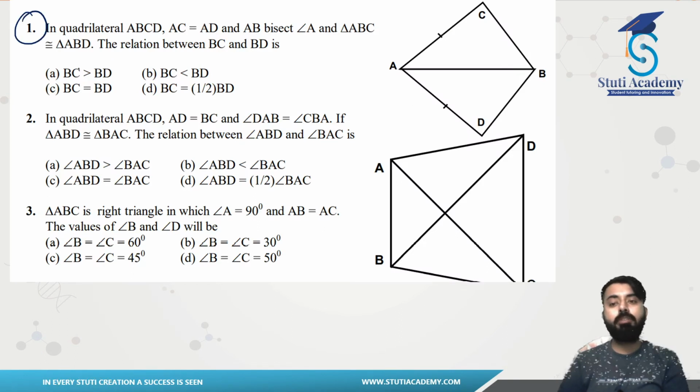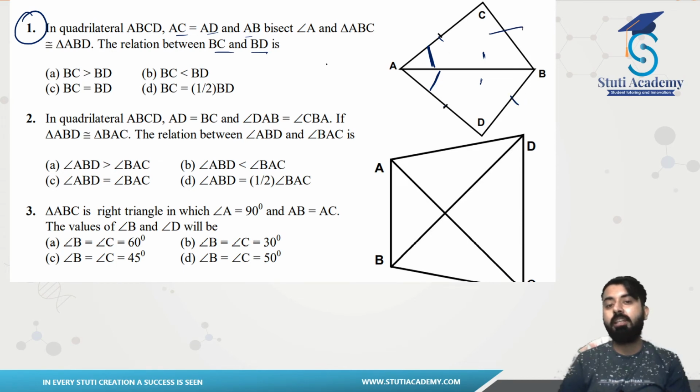In quadrilateral, we have this MCQ. In quadrilateral ABCD, AC is equal to AD. AB bisects angle A. That means this portion is same as that one. Then what will be the relation between BC and BD?